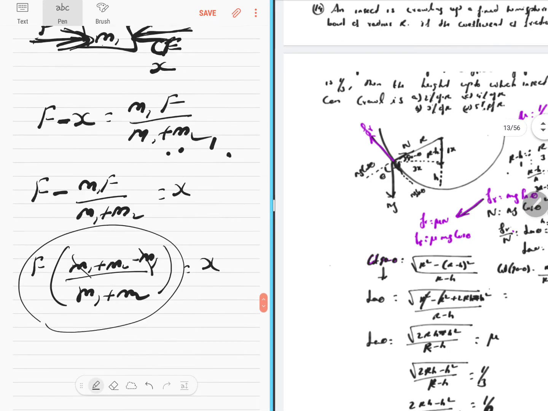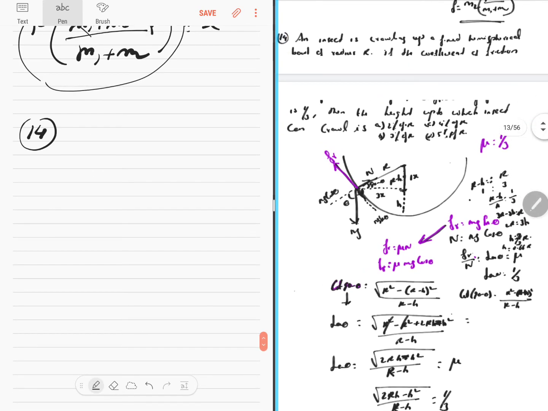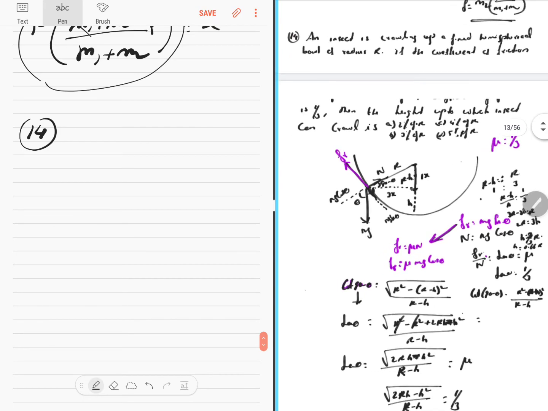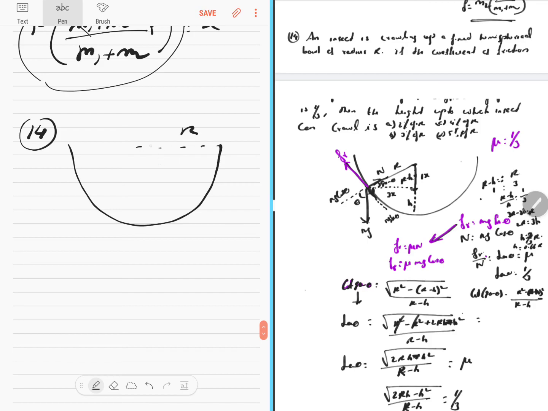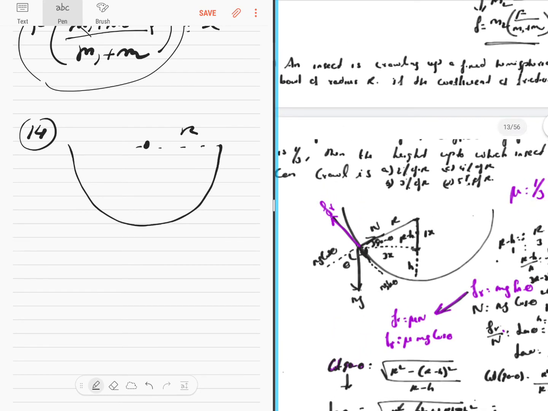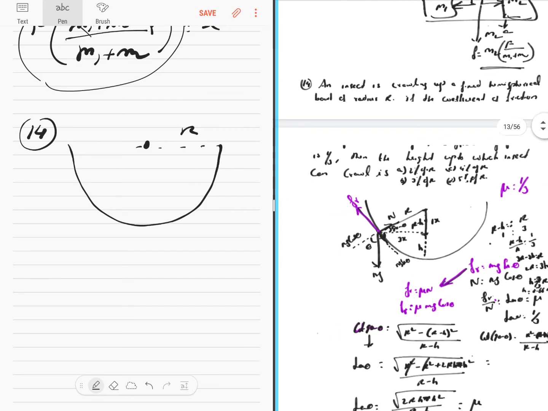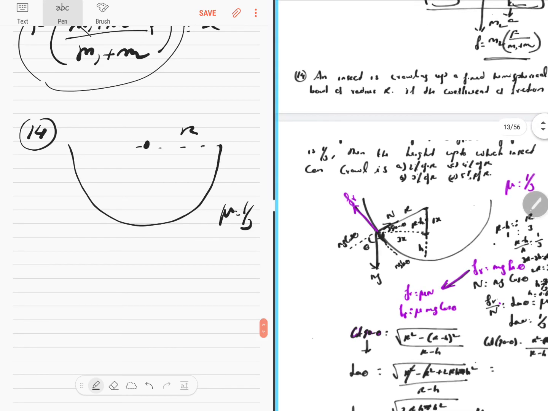So let's go to the next sum, which is the 14th sum. An insect is crawling up a fixed hemispherical ball of radius capital R. Again radius capital R. I think we have seen hemispherical sums. If the coefficient of friction is 1 by 3, then find the height up to which the insect can crawl.